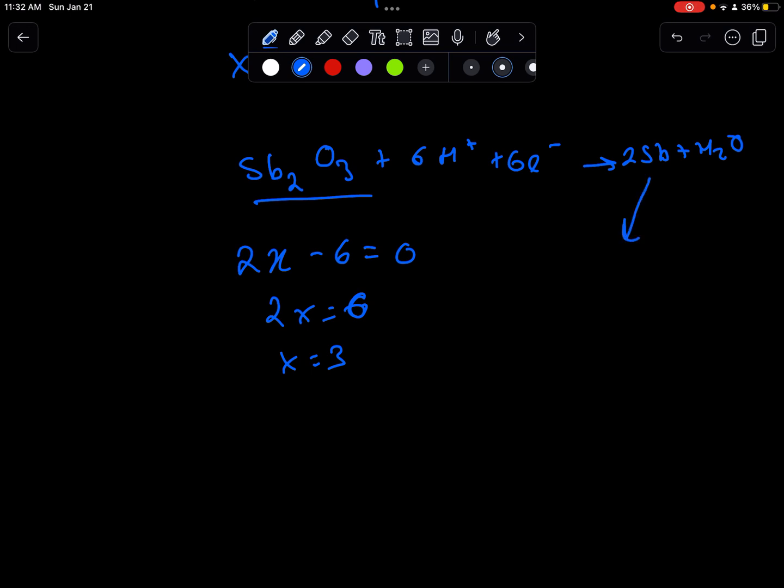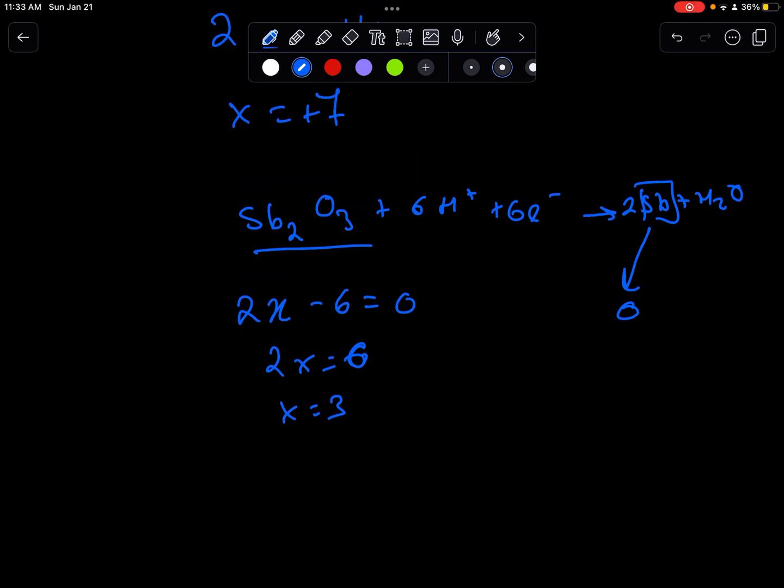Now what about here? Well, the oxidation state here is 0 because it is just an atom. Any lone atom, it doesn't matter what it is, has an oxidation state of 0. So the oxidation state has decreased by 3. So the change in oxidation state is 3. And we can tell that it's a reduction, right? Because we've added those electrons and the oxidation state has decreased.